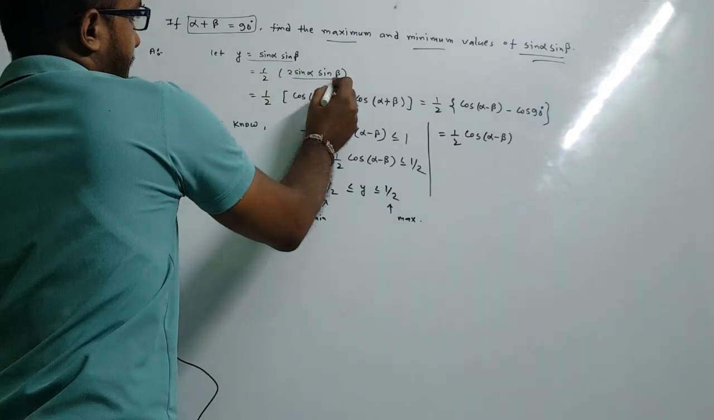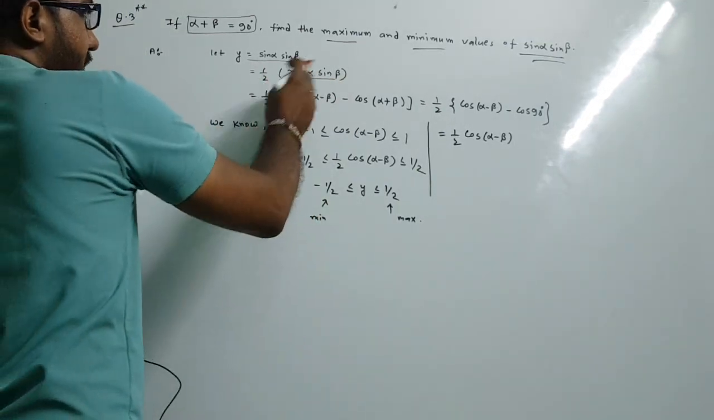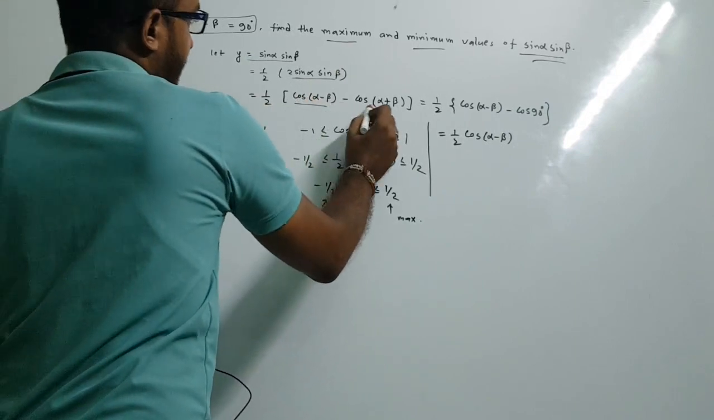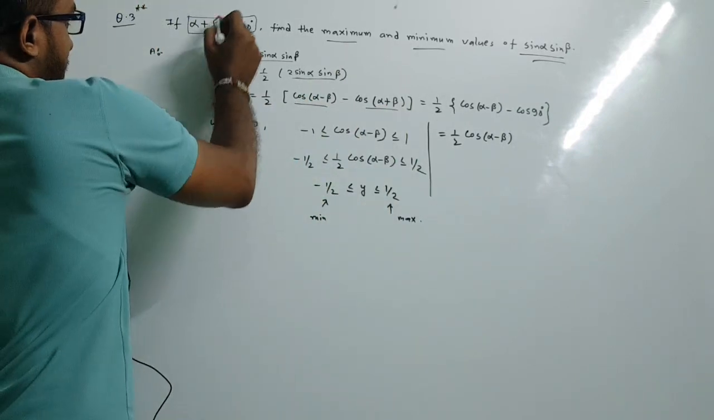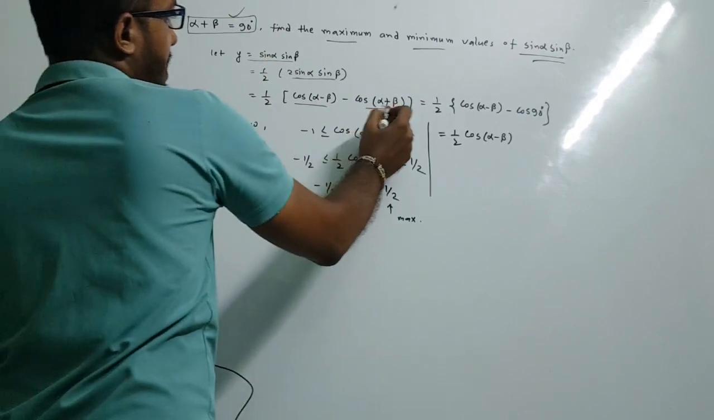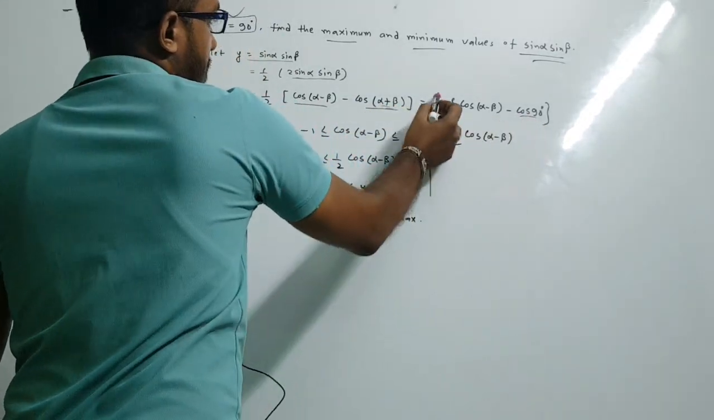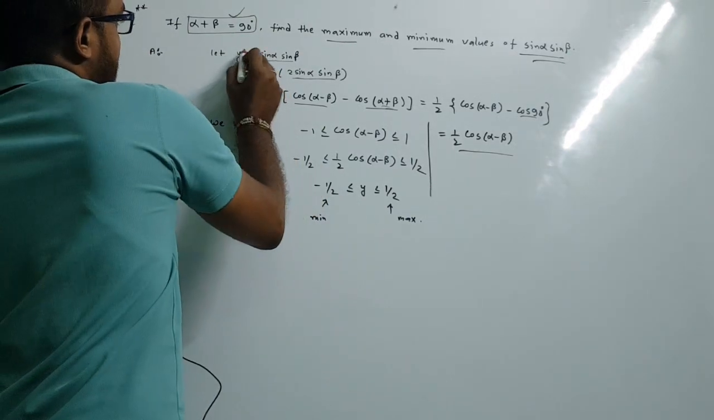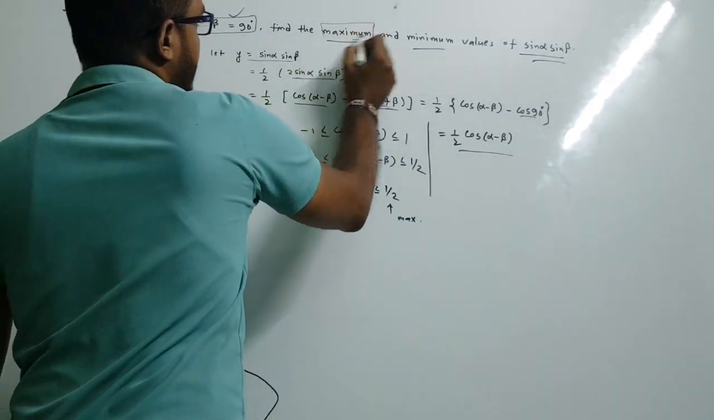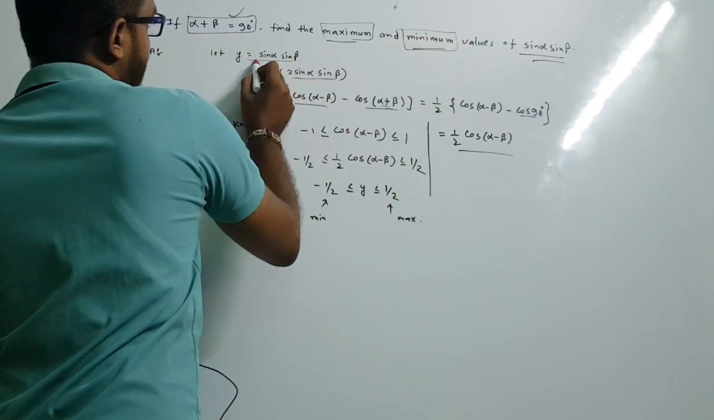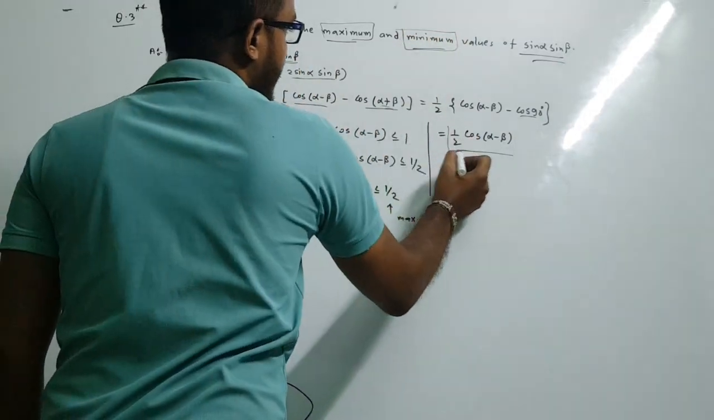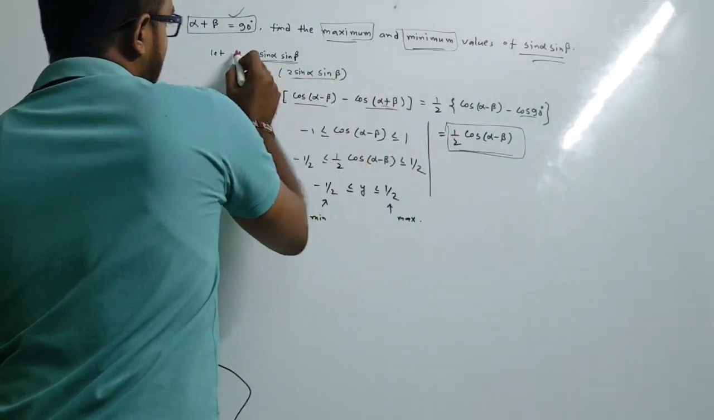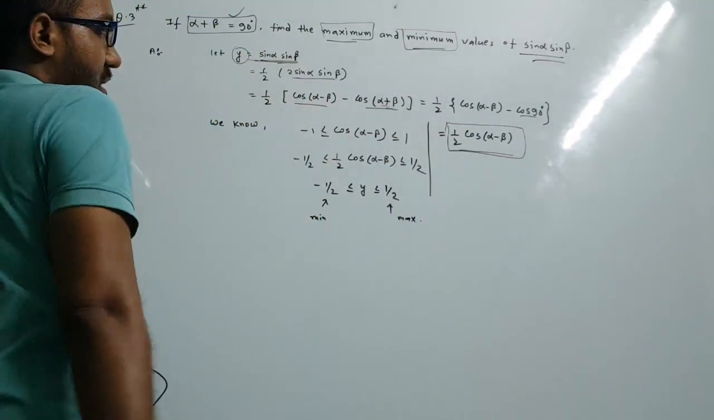2 sin alpha sin beta, the 2 sin A sin B formula, apply it: cos of A minus B minus cos of A plus B. Now it is given alpha plus beta equals 90 degree, so cos 90 is 0, and then we will get half of cos of alpha minus beta. That means if we want to find the maximum and minimum values of sin alpha sin beta, we can find the maximum and minimum values of half of cos of alpha minus beta, and that value would be the same as y.